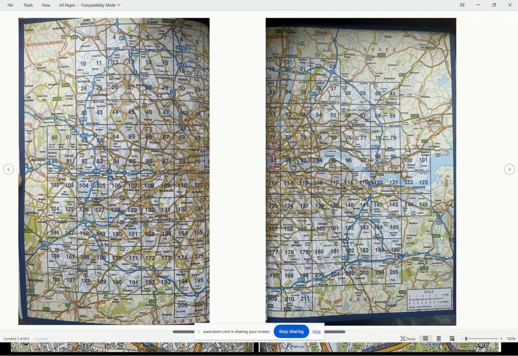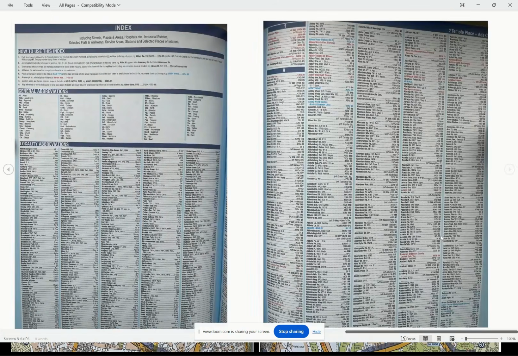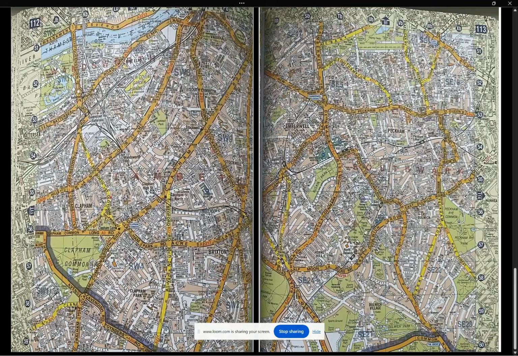So let's take a quick look inside this book to see what some of the pages look like. The first pages that you're going to see are the key to map pages. These help you to find the pages for different areas within the Greater London area. At the back of the book, at the very end, you have the indexes. These are used to find specific points of interest, streets, places, or towns. And this is what the map pages look like.